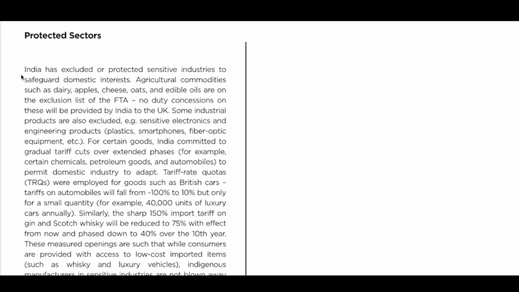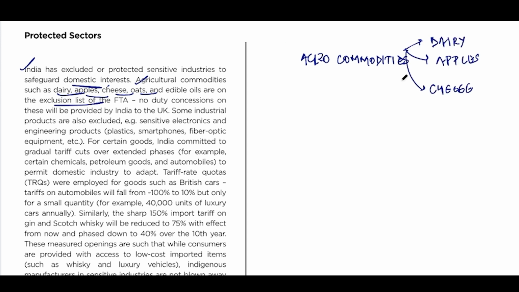Then there are certain protected sectors. India has excluded or protected sensitive industries to safeguard domestic interests. For example, agricultural commodities such as dairy, apples, cheese, oats, and edible oils are on the exclusion list of the FTA. No duty concessions on these will be provided by India to the UK. Some industrial products are also excluded. For example, sensitive electronics and engineering products.